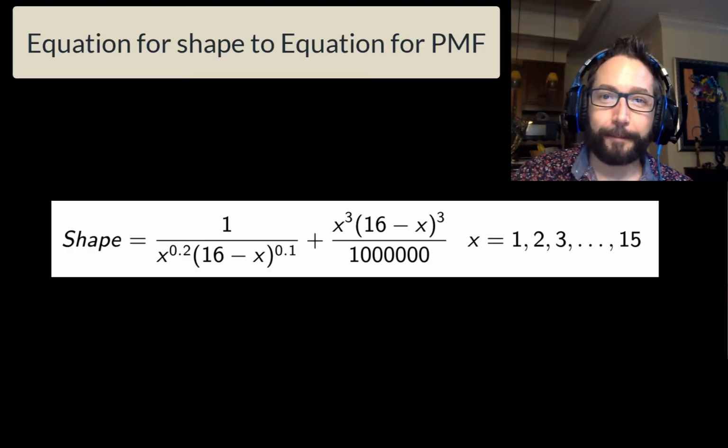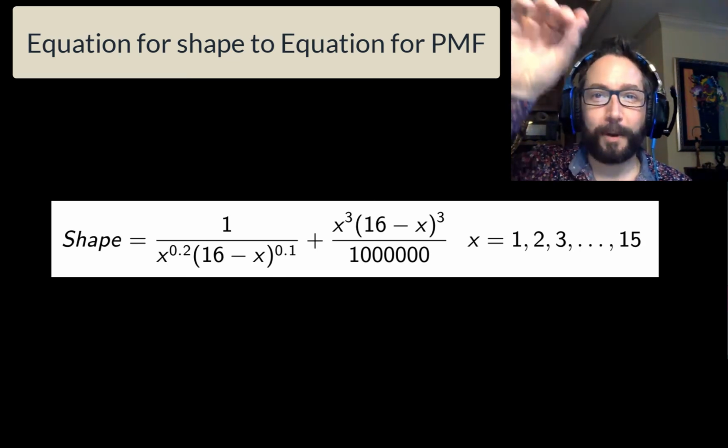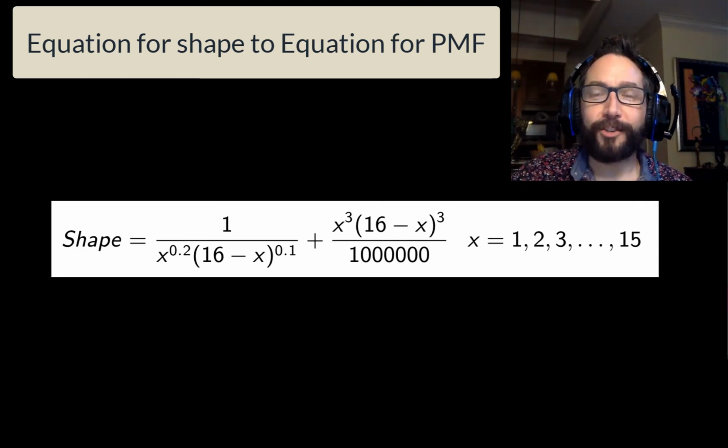So in this case, we started out with an equation that gave the heights of those bars, the shape that we really like, the relative frequencies, those weights. And if we want to convert that into an equation that actually spits out probabilities, we just need to make sure that those probabilities sum to 1. And here's the procedure that's going to work every single time.